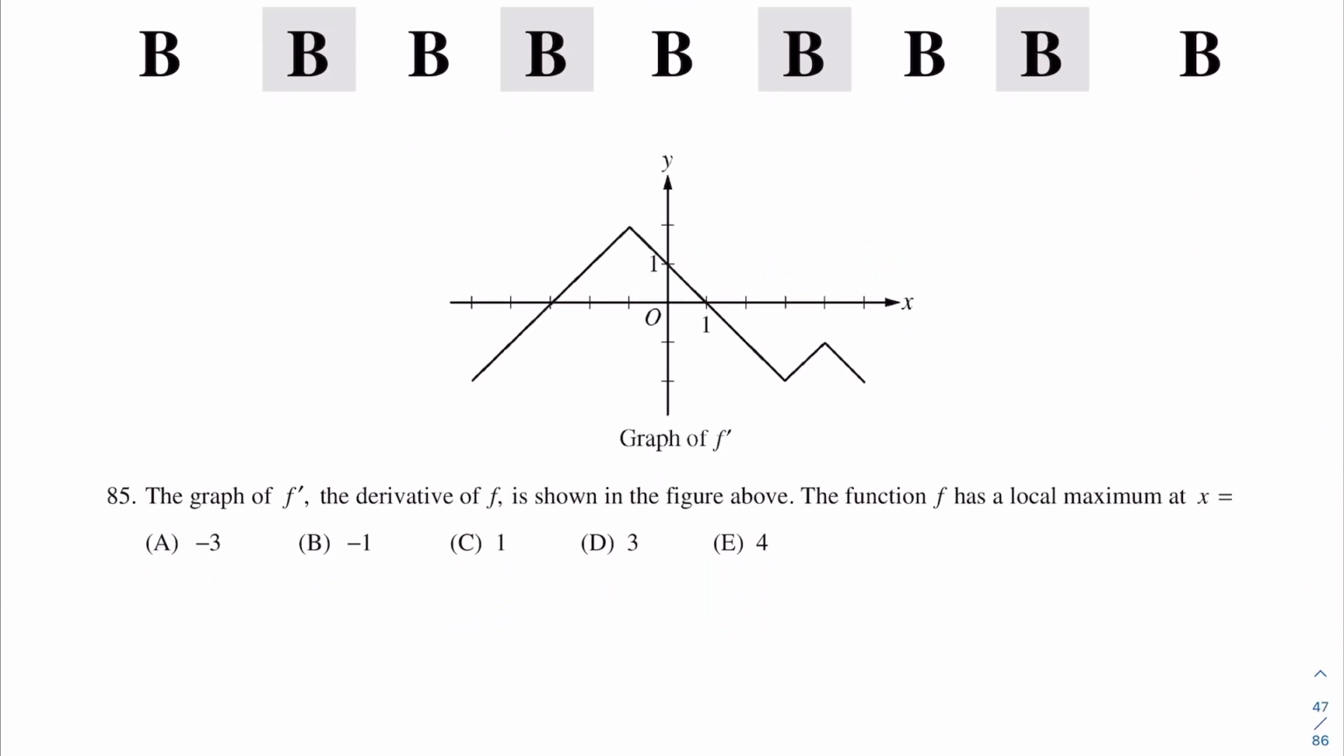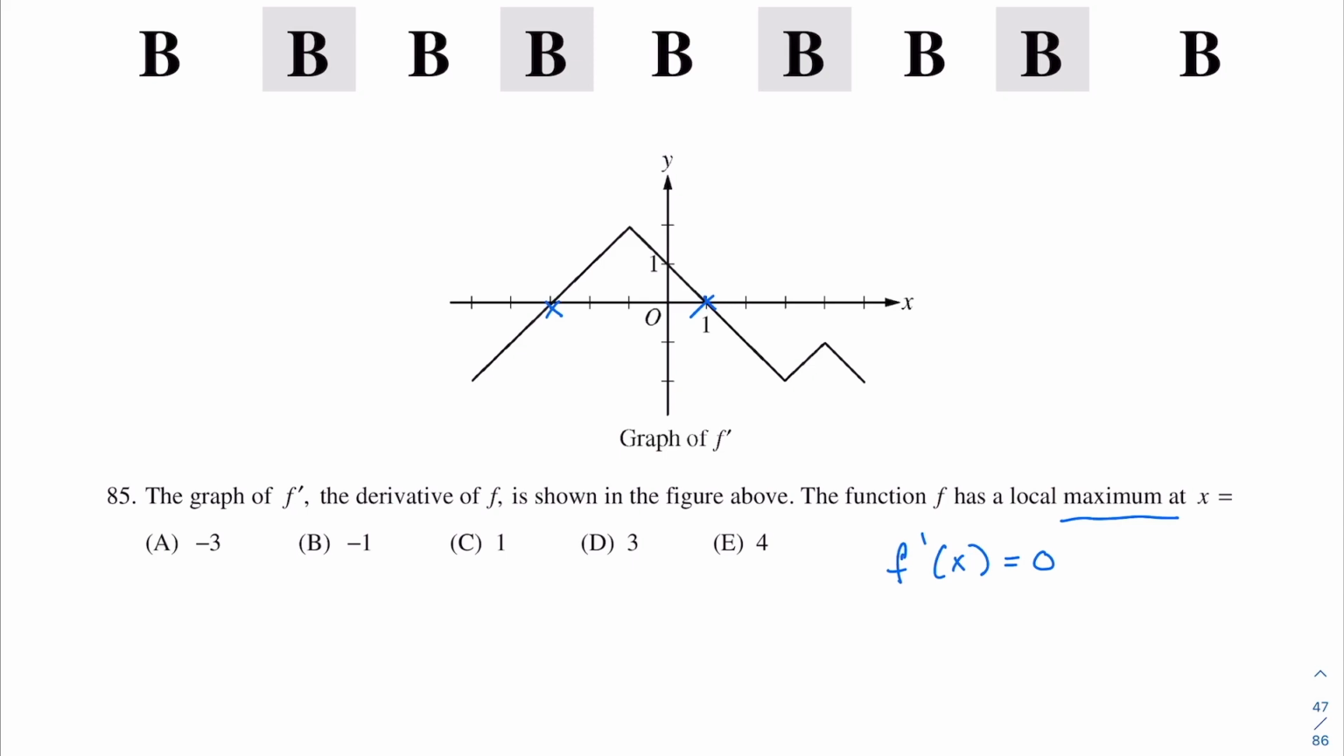Question 85. The graph of f prime, this is the derivative of f, is shown in the figure above. The function f has a local maximum at x equals. So we need to find where there's a maximum point. Remember, maximums, local minimums, extreme maximums, and so on, occur when the derivative of f is equal to 0. And you'll notice that on our graph of f prime here, there are 2 points where it's equal to 0. So those are potential minima or maxima.